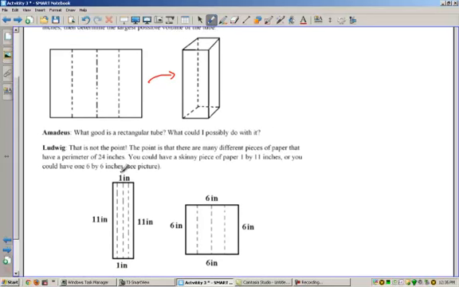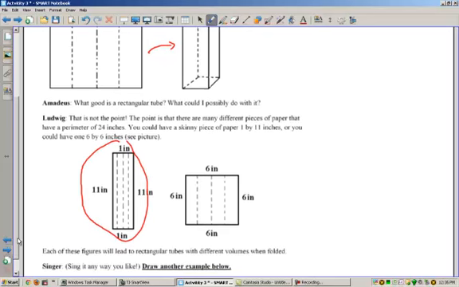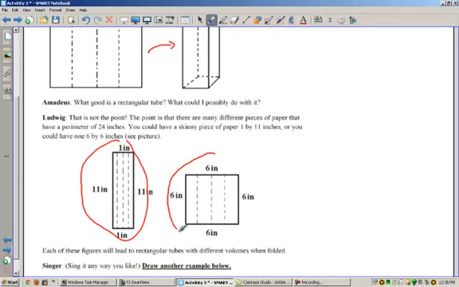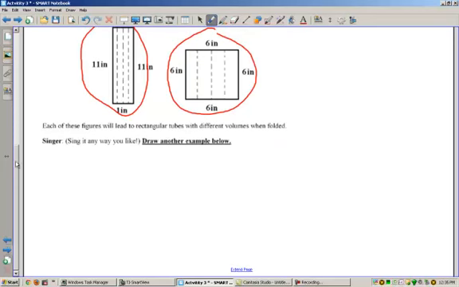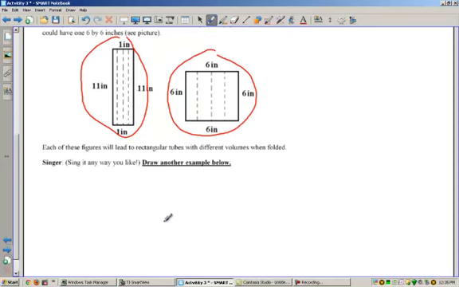All right, so we could have a skinny piece of paper like we do here, right? Or we could have a perfectly square piece of paper here. They both have a perimeter of 24 inches, and so they give us different rectangular tubes, and we'll see in a minute that they have different volumes. All right, so here it says give another example. And so there are lots of examples. I made one.